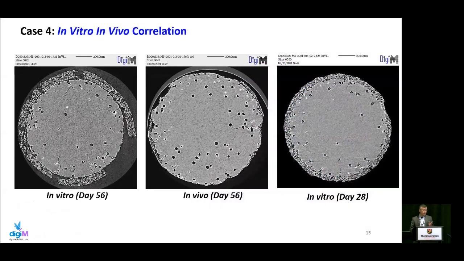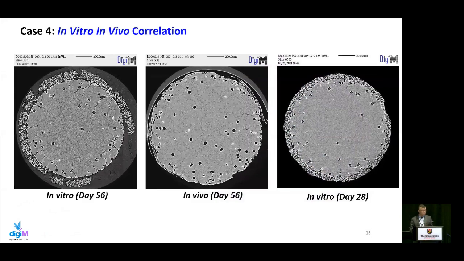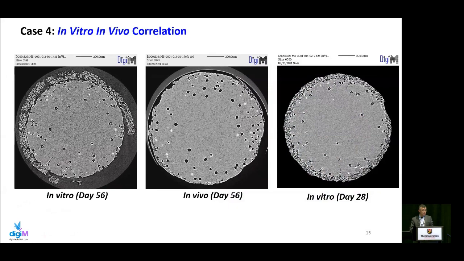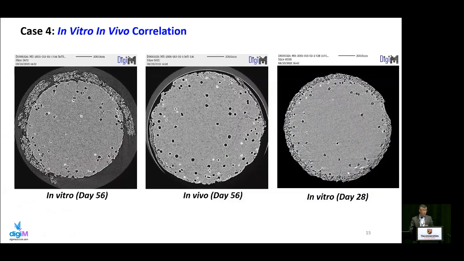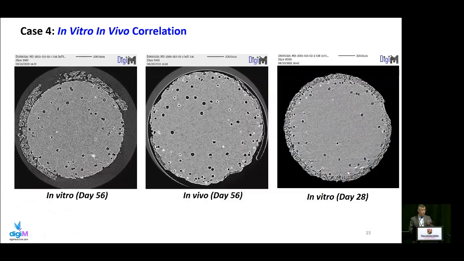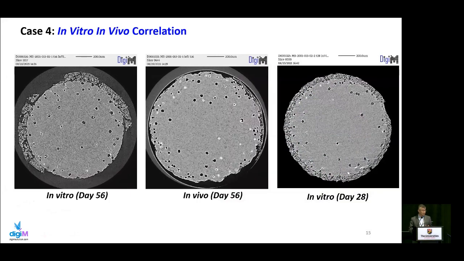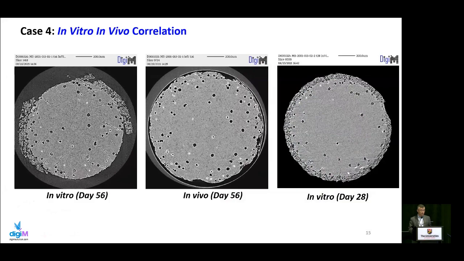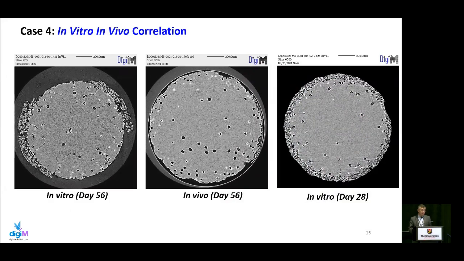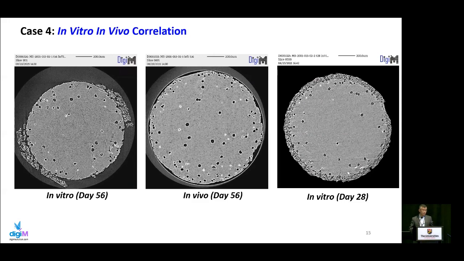Also, in vivo and in vitro correlation. So this is another snapshot where we were looking at 2 different states. We are looking at actually the same day, 56 days, but in vitro in comparison with in vivo. We can see they are not that correlated. They don't look very similar or comparable. But if we look at the in vitro implant release at 28 days, we actually have a much better correlation with the in vivo 56 days.